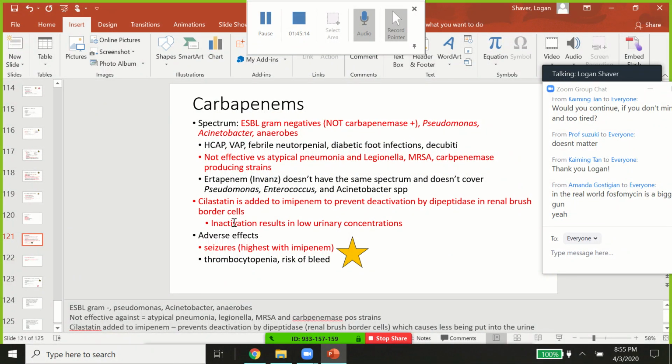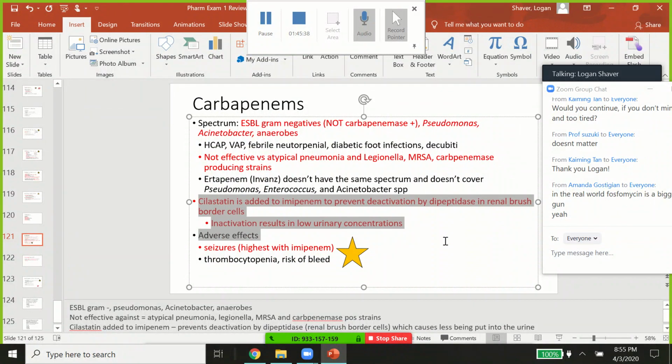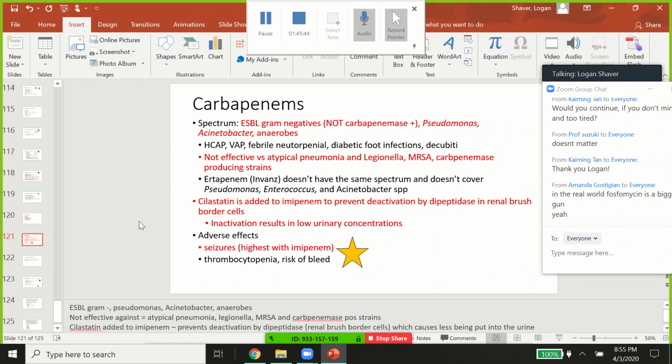So I put the star right there for you. And it talks about specific carbapenems. I think it was also important to know ESBL gram negatives specifically, maybe. Notice that it covers Pseudomonas as well. Cilastatin is added to imipenem to prevent deactivation by dipeptidase in renal brush borders. That's something else that stands out to me that she might form a question around. She likes to do that every now and then, if it's a random fact that's in red.